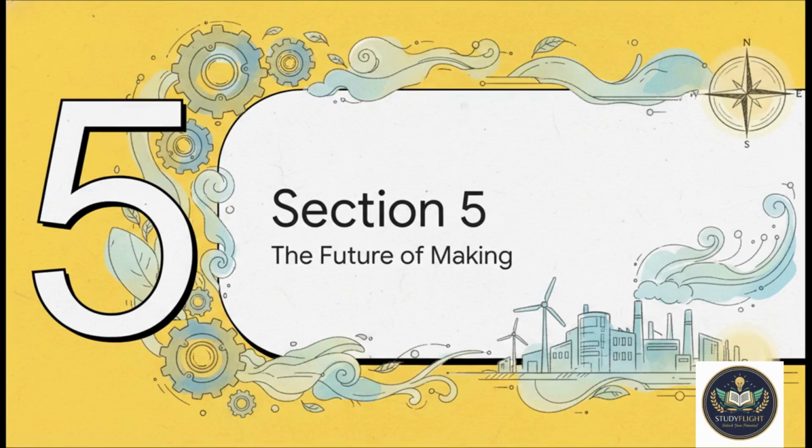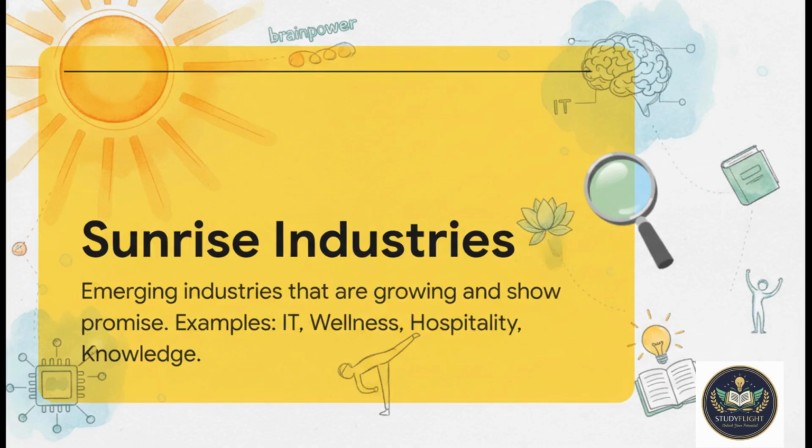So, what does all this constant change mean for the future of industry? I mean, what's on the horizon? What's next? Well, the focus is really shifting to what people are calling sunrise industries. These are the emerging sectors, the ones poised for major growth. Think about industries that are built less on physical materials and more on brainpower, information technology, wellness, the whole knowledge economy. For these new industries, the most important location factor isn't a river or a coal mine. It's having access to a skilled workforce and great data infrastructure.